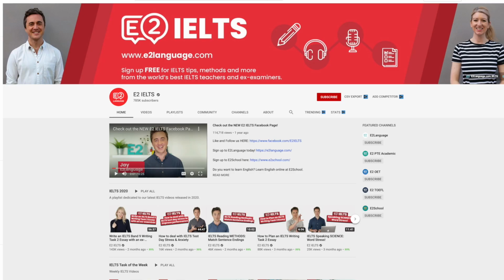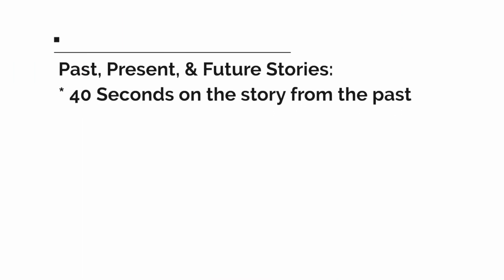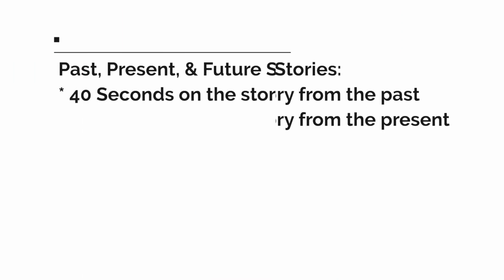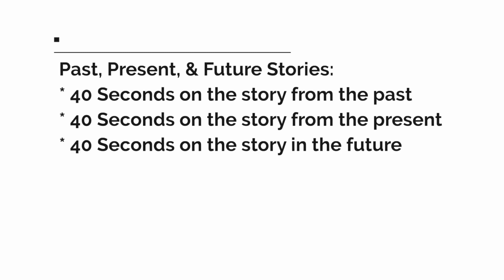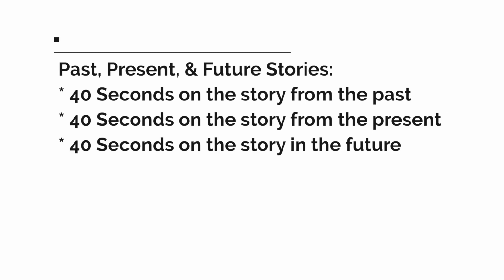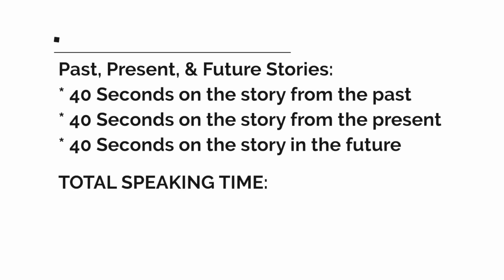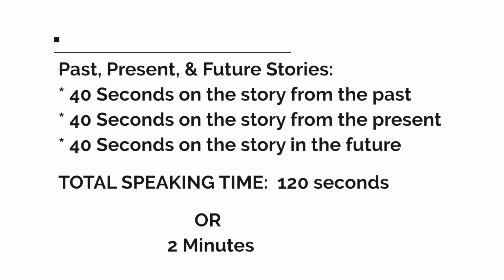Now, the idea here is to also balance our time between each of these stories. As Jay from E2 IELTS mentions, we should spend about 40 seconds on the past story, followed by 40 seconds on a story in the present, and then a future story that's also 40 seconds in total. And if you do a quick bit of math, you will see that we've reached the 2-minute point for this part of the exam. Nice. Let's continue this example and head to our story in the present.